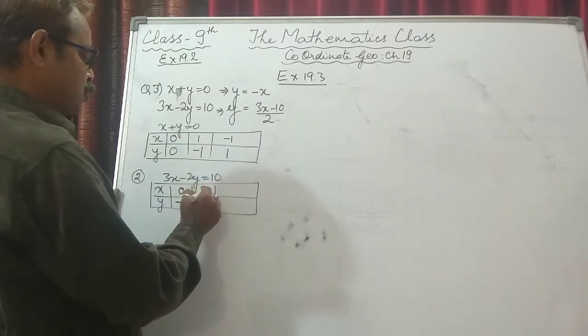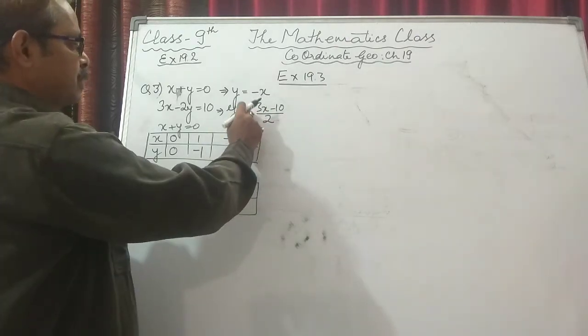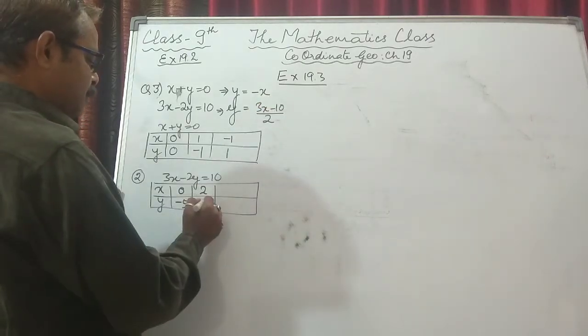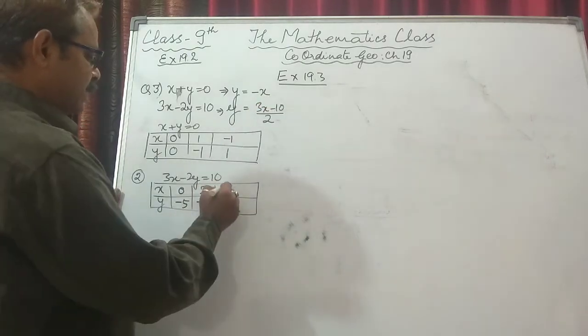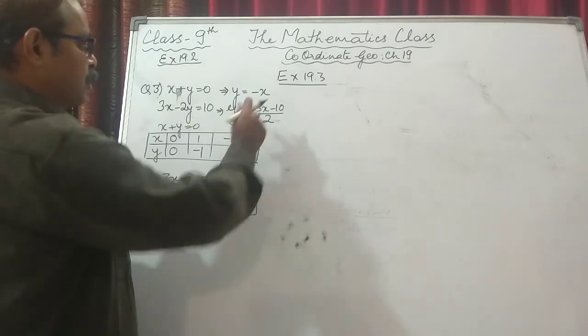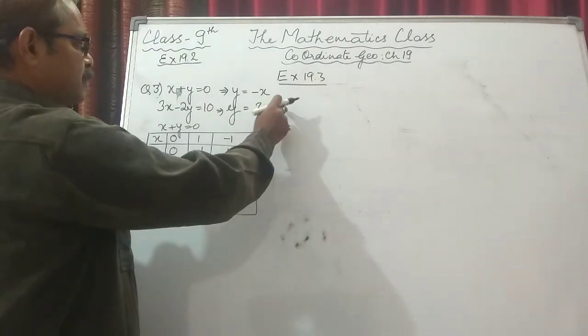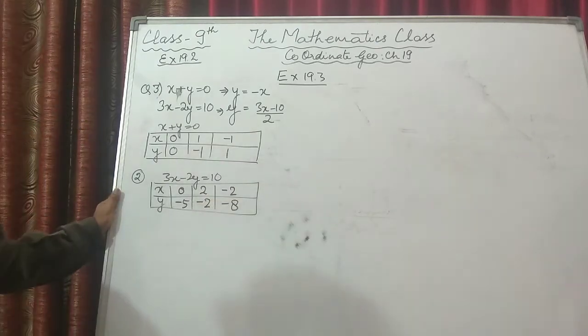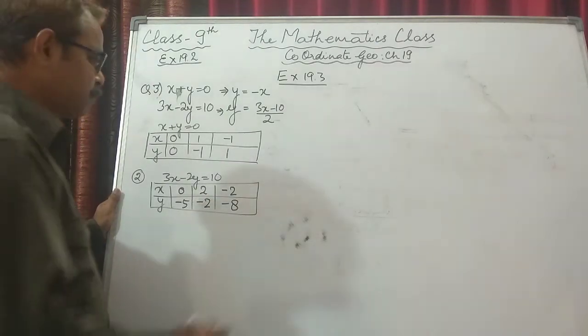Let us take x as 2. So 3 into 2 is 6, 6 minus 10 is minus 4, upon 2 is minus 2. Now if I take the value as minus 2, then minus 6 minus 10 is minus 16, upon 2 is minus 8. We have got the values of our points.